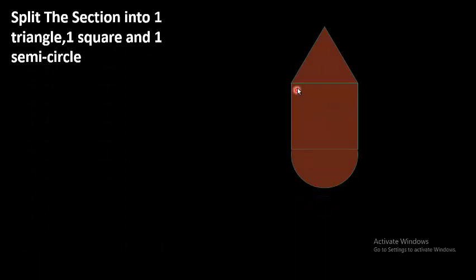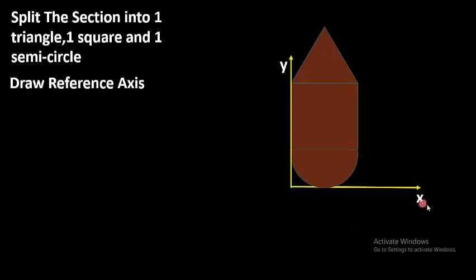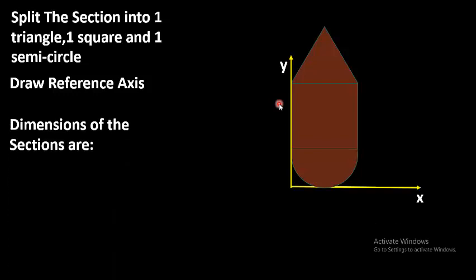So, starting today's topic, the given section, as you can see here, is a composite section which comprises one triangle, one square and one semicircle. The first step of solving this problem is to draw the reference axes. The horizontal axis is called the x-axis, whereas the vertical axis is called the y-axis. The second step is the dimensions of the sections, which must be given in the question.